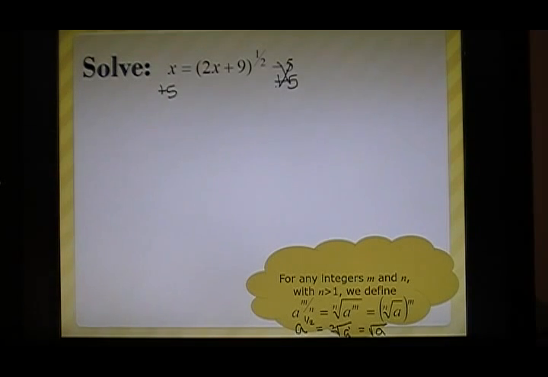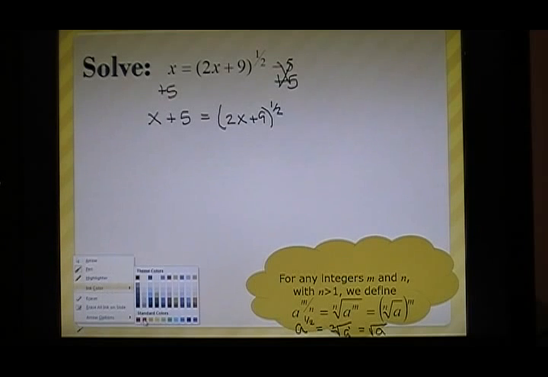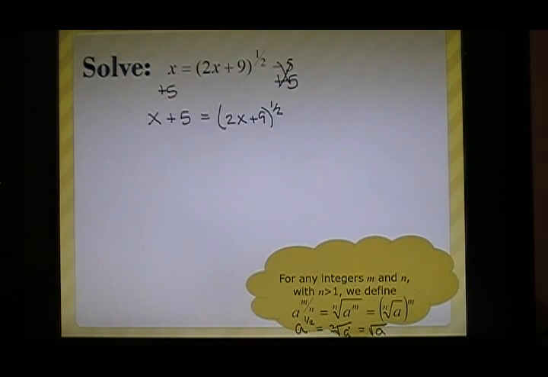So if we add 5 to both sides, we have x plus 5 equals 2x plus 9 to the 1/2 power, or x plus 5 equals the square root of 2x plus 9. What we've been talking about is that if we do have these square roots, we can get rid of that square root by squaring both sides. I'm not even going to rewrite it as a square root. I'm just going to leave it, and I am going to square both sides right now.